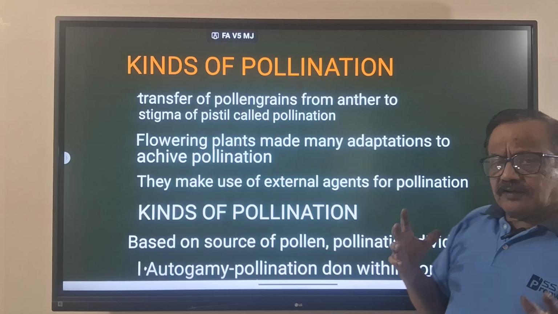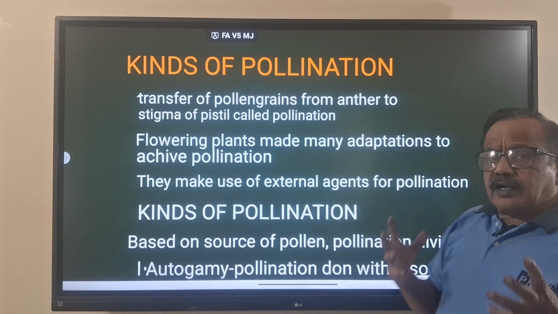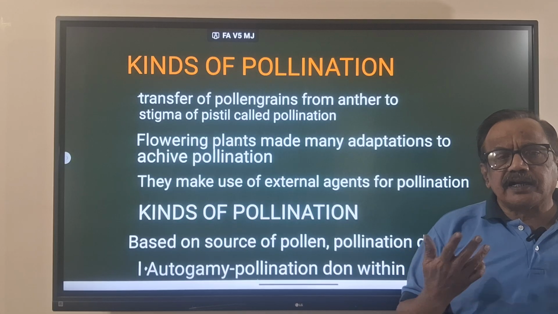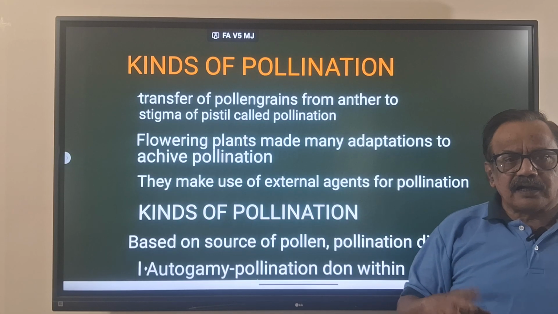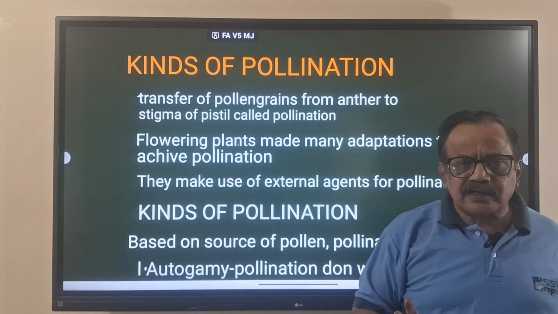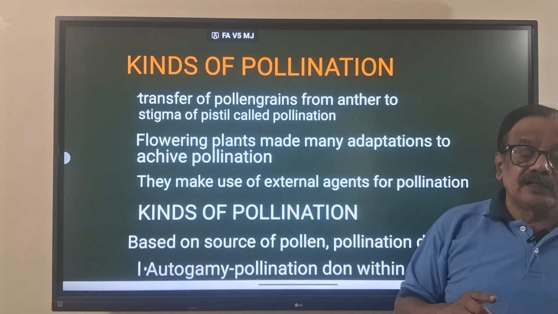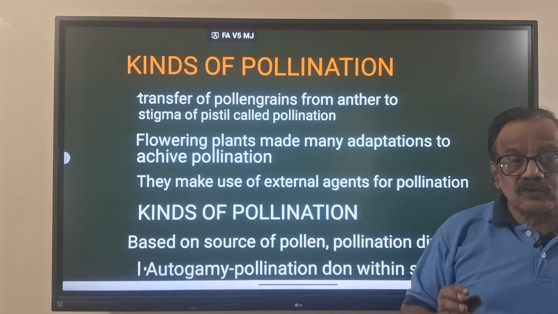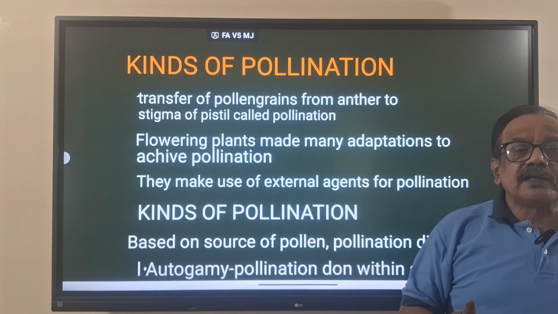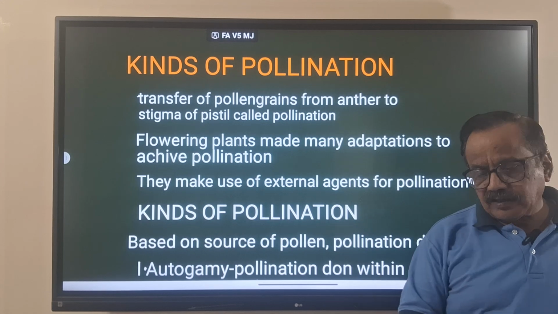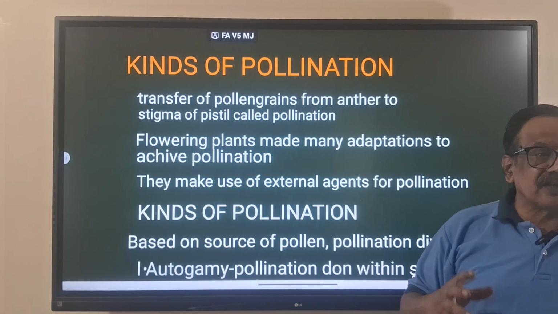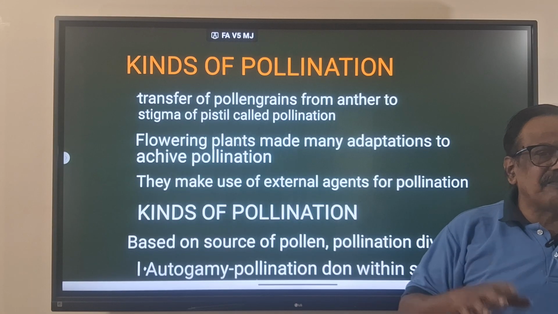To achieve this transfer, because the pollen grain does not have any wings or flagella for movement, it shows so many adaptations to attract the agents or to take the support of the agents. What are the agents? Biotic and abiotic. That will come in the next video. For this purpose, flowers are formed with so many adaptations.